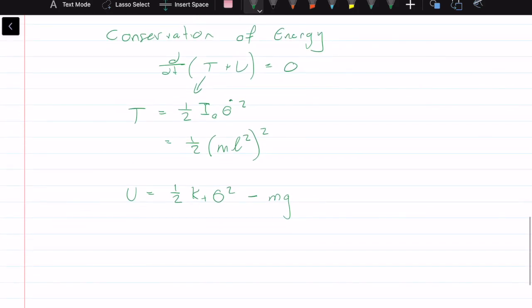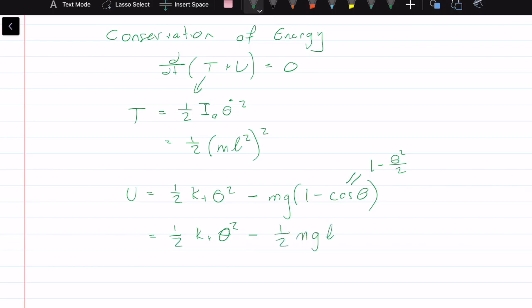So we have L times 1 minus cos theta, but using our small angle approximation, cos theta equals 1 minus theta squared over 2. So this entire expression becomes a half kt theta squared minus a half m g L theta squared. Cool stuff. Now we just need to put these together and differentiate it.